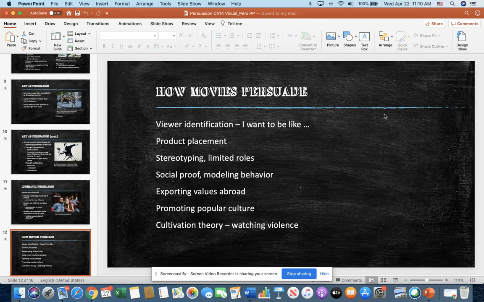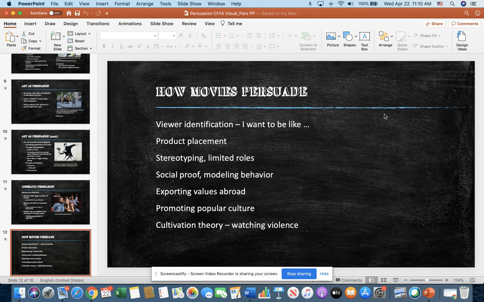Stereotyping and limited roles. The textbook explained over and over how for minorities their roles are limited. They're always kind of seen in a certain way. And so the stereotyping then leads to limited roles for the actors to be able to fill, because if it is this type of person in the movie, they always act this way, that way, or the other way, very specific and limited. Social proof and modeling of behavior: if we see people doing something, it must be okay, and we're possibly going to do that same thing as well.